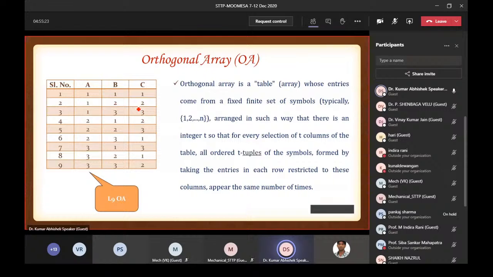Why this 9? In order to decide the number of experiments, first of all you have to calculate the degree of freedom for each factor. Okay, what will be the degree of freedom of each factor? Factor A is defined at 3 levels, so its degree of freedom is 3 minus 1, that is 2. Similarly factor B is 3 minus 1, 2, and C is 3 minus 1, 2.